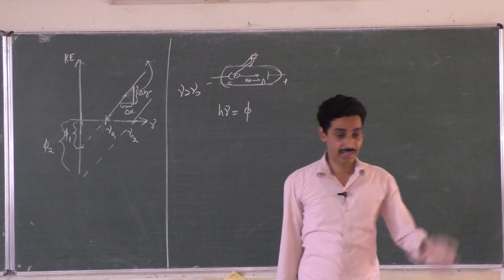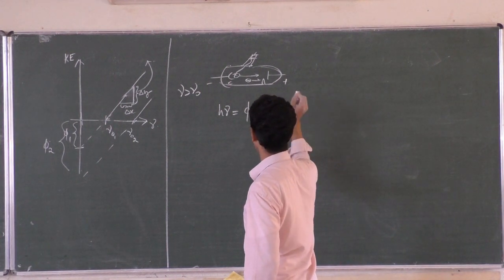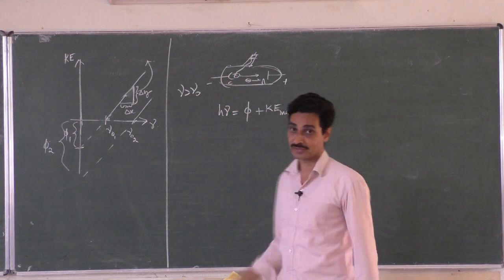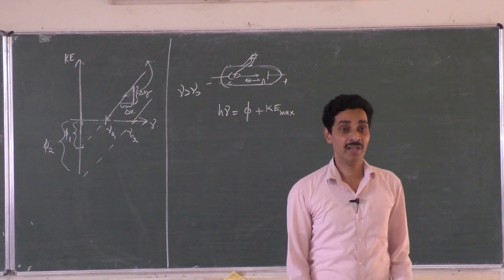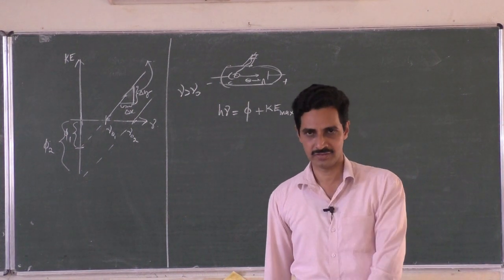What do you mean by work function? Energy required to remove plus kinetic energy of the electrons. And he writes it as maximum kinetic energy of electrons. What is this maximum kinetic energy? Because you must be able to stop the fastest electron also.